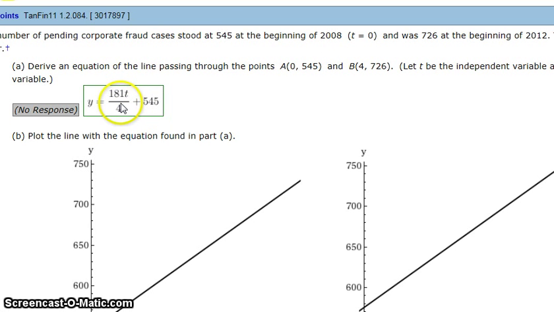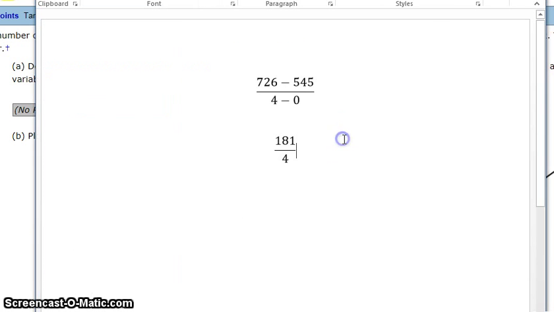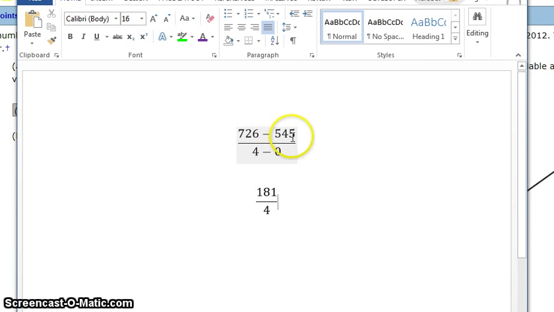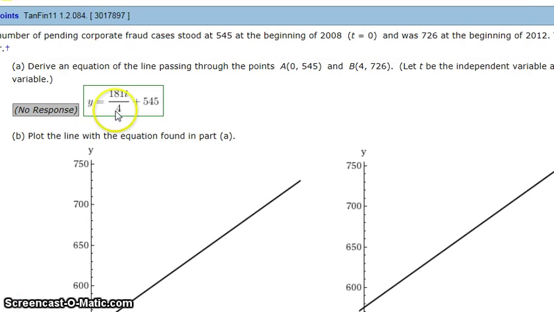And now to find the slope that we need, use the formula for slope between 2 points. What that is, you just subtract the y values on top and subtract the x values on bottom, and that'll give you the rise over the run, or the slope. So make sure you do them in the same order though. Since I use 726 first on top, I need to use 4 first on bottom because 726 and 4 go together. So 726 minus the other y value, and then the t value minus the other t value, and you get this for the slope, 181 over 4. So that's your equation of your line.